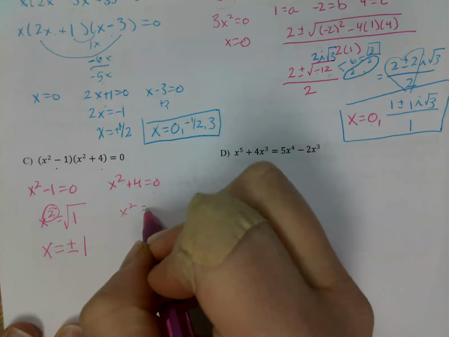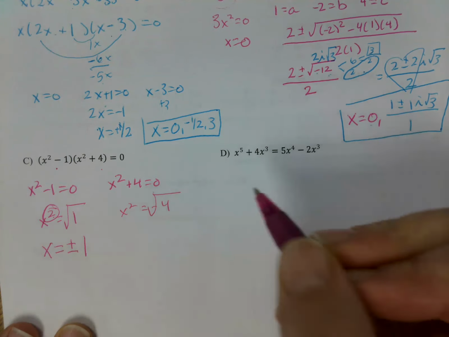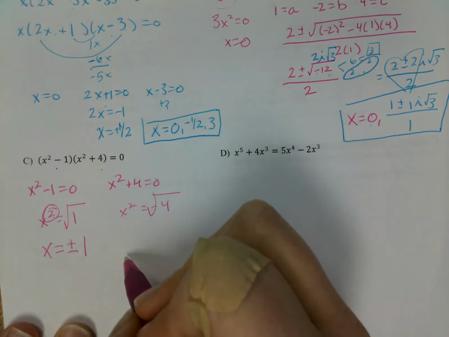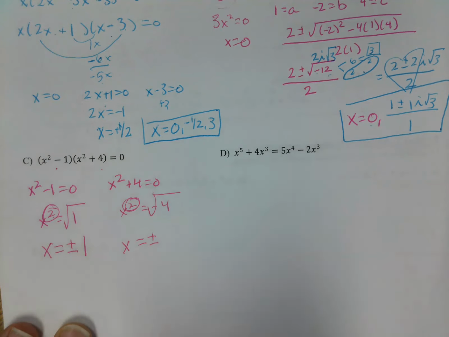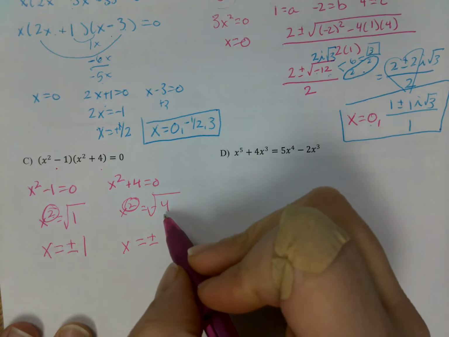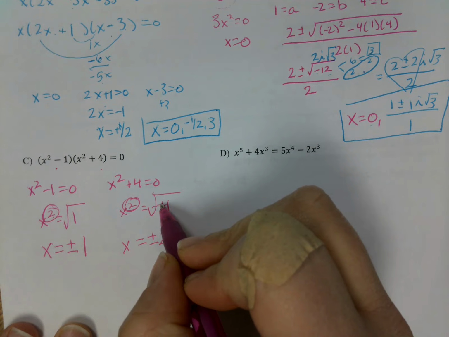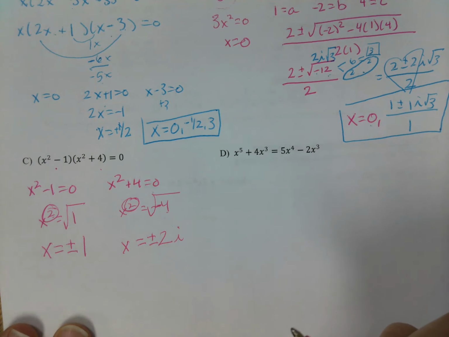Here I subtract my 4 over and then take my square root. Now this, because it's negative, if x is equal to, I still am going to have my positive or negative answer because of the square. Square root of 4 is 2. Because it's negative, it will have an i with it.